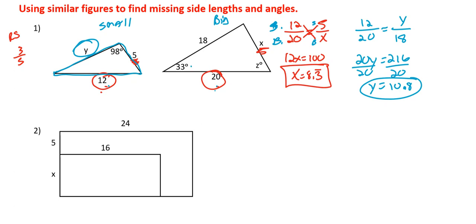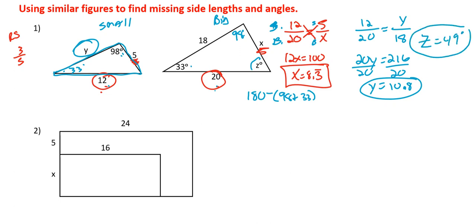So you already have 33 here. We could put it over here as well, because these are obviously the corresponding angles. We know that this one up here is 98, because again, the corresponding angles are congruent. So that allows us to just subtract from 180 to figure out angle Z. So it's going to be 180 minus the 98 and the 33. So 180 minus 98 minus 33. I get an answer of 49 for C. So that's not a proportion, that's just subtracting from 180.